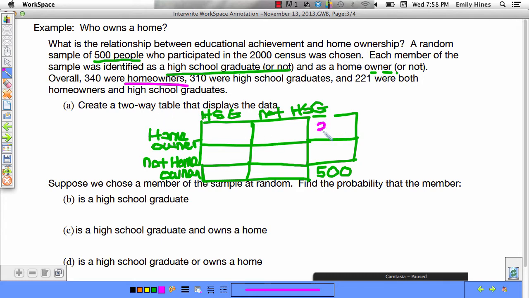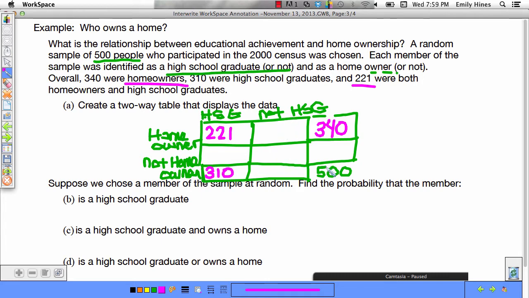So I find the homeowners and I go all the way. It doesn't split it down into my categories here, but it tells me the total number of homeowners. 310 were high school graduates, so that's the total for this column. And 221 were both homeowners and high school graduates. So I find homeowners and I find high school graduates and where they intersect.